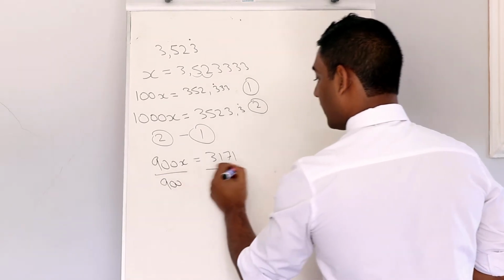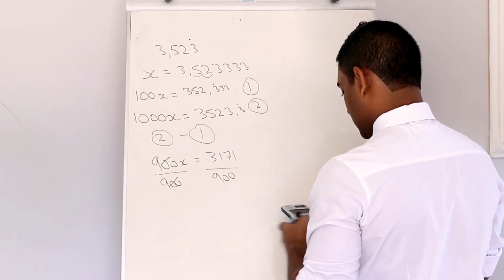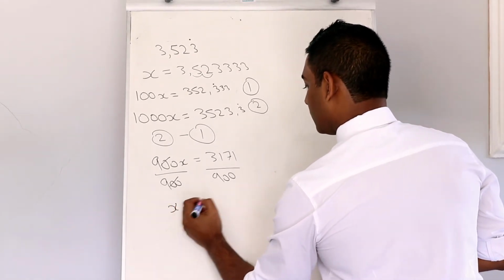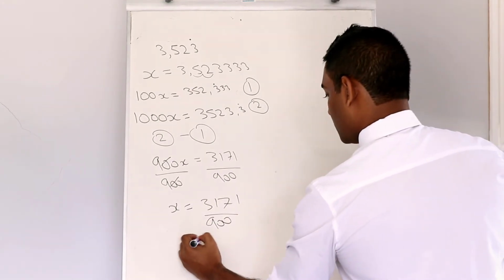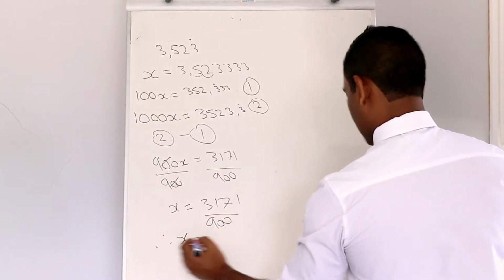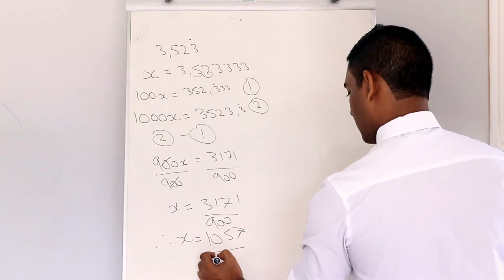Divide both sides by 900. And I should get x is equal to 3171 over 900, which, if we simplify, is really equal to 1057 over 300.